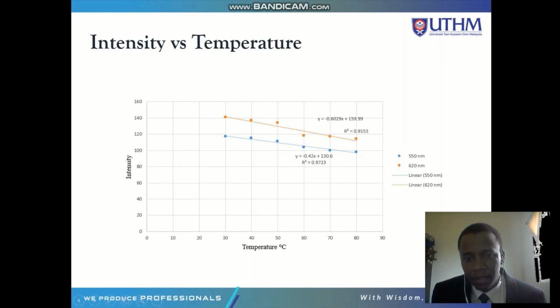So in order for us to check whether the temperature of the oil increases or not, we can see the graph. If the graph decreases, that means the temperature increases, and if it reaches around 115 intensity, the temperature reaches around 80 degrees Celsius. The same goes for the 550. When the temperature increases, the intensity decreases. Then we can see the linearity of the graph. The 550, you can see, is more linear compared to the 620.